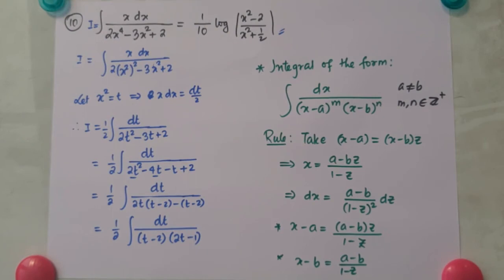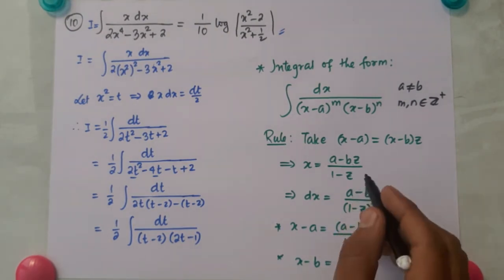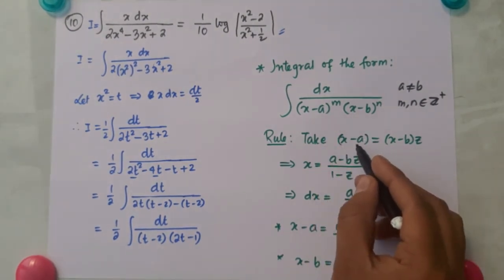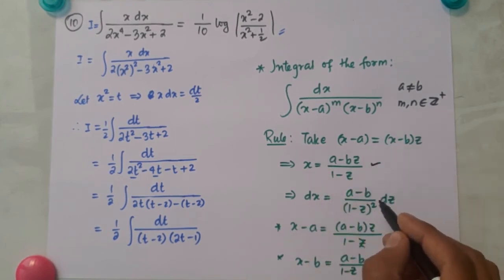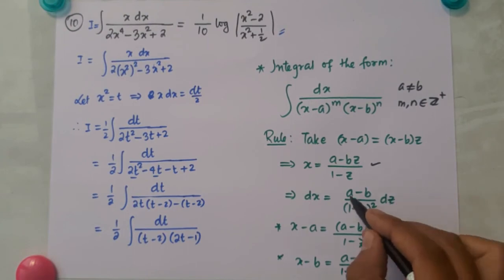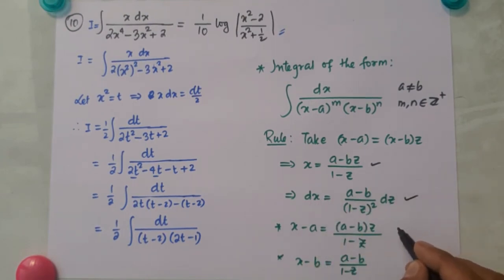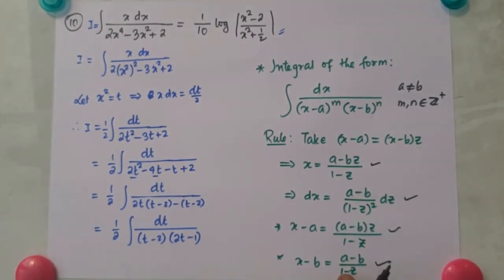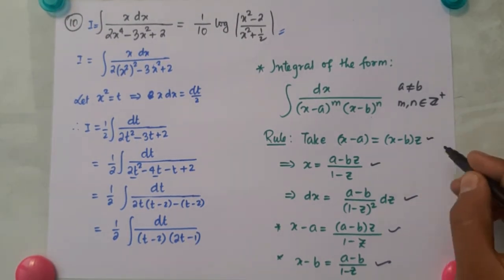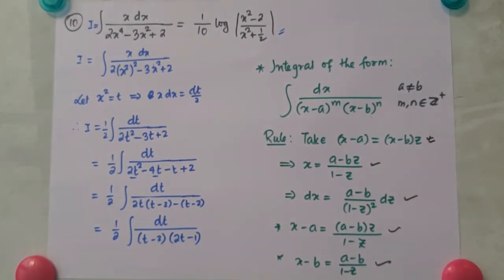Now in that case the substitution that you have to make here is x minus a equals to this much. So from here if you calculate the value of x, this turns out to be this much. Differentiate this in order to get dx, so dx will be this much. So x minus a turns out to be this much, and x minus b turns out to be this much. You need to remember this, or if you don't remember this, at least you need to remember this substitution. So you may pause the video and note down the rule.